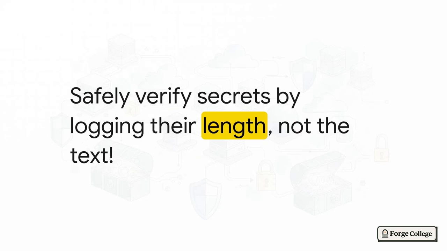Speaking of logs, here is a crucial trick. If you need to debug and verify that a secret was actually loaded into memory, use masked logging. Instead of logging the actual API key, just log the length of the API key string. This safely verifies that the secret exists and was loaded by .env without ever printing that highly sensitive text to your console history, where someone else might stumble upon it.